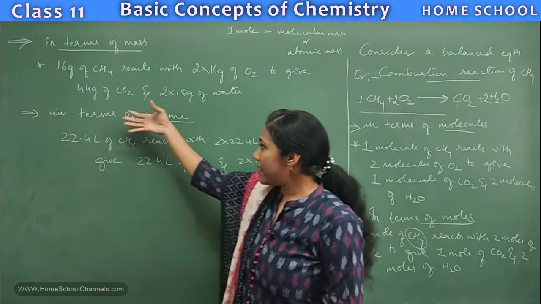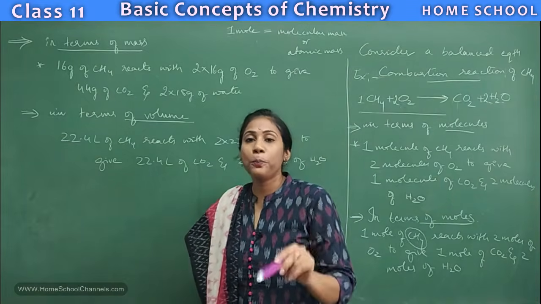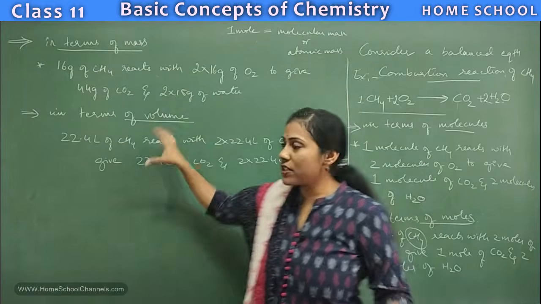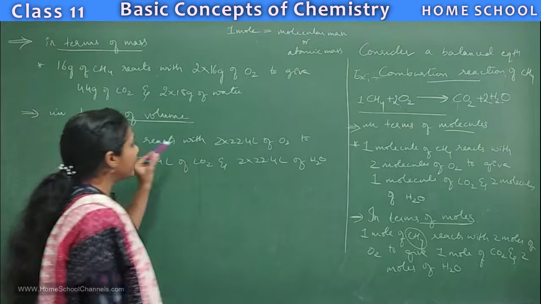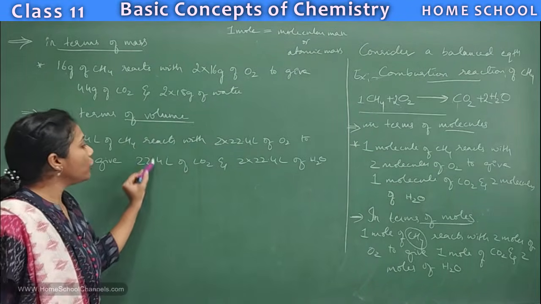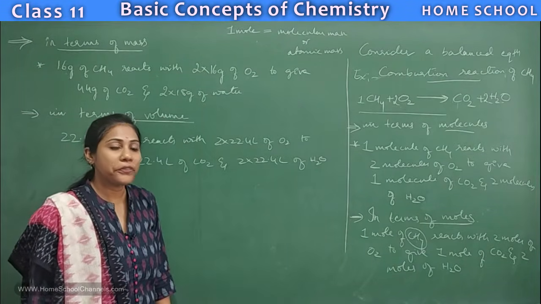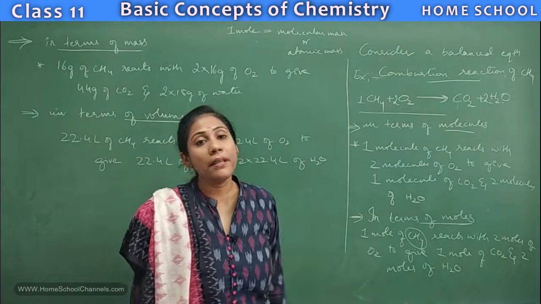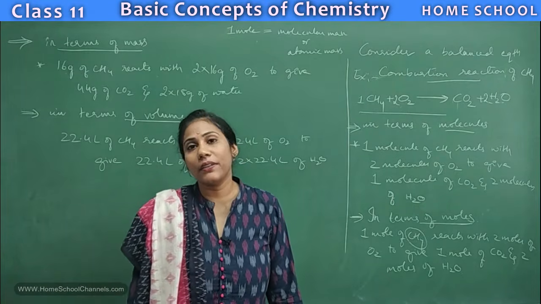Similarly, writing the same equation in terms of volume. Okay, 1 mole can occupy 22.4 liters, we know it. So we have written 22.4 liters because it's 1 mole of methane, no? So 22.4 liters of methane reacted with this much liters of oxygen to give 22.4 liters of carbon dioxide and 2 into 22.4 liters of water. Okay, so this way of writing information about a balanced chemical equation is compulsory for doing stoichiometric calculations.